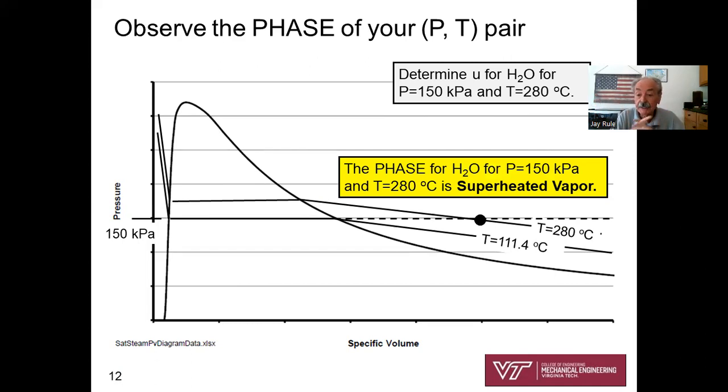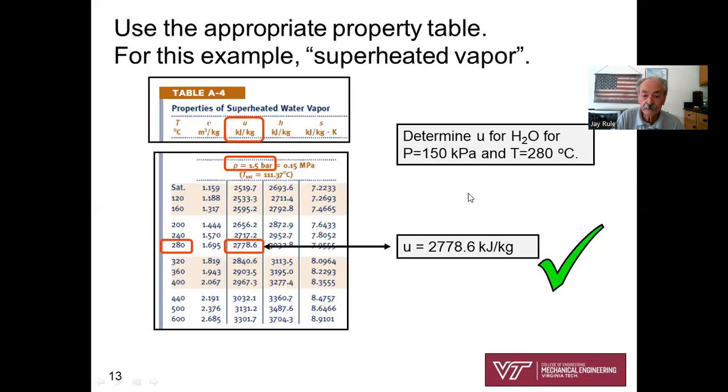Okay, don't get lost in the weeds. What are we trying to do? We're trying to find u for this property pair. We discovered the phase was superheated vapor. We now go to the superheated vapor tables and shop around for a table that corresponds to 150 kPa. There it is, 1.5 bar. We shop around for our temperature, 280 C. Here we go, we circled u. The specific internal energy is 2778.6 kilojoules per kilogram.